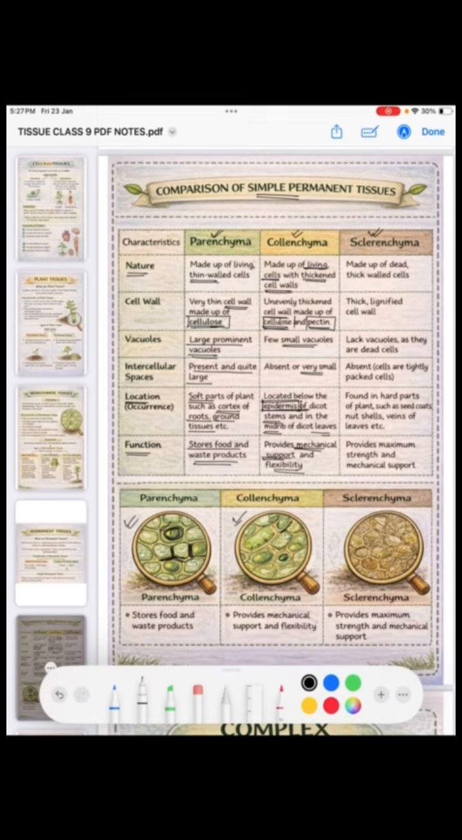Last is the sclerenchyma, which is made up of dead thick walled cells. That is why you can see the color is also different. Why? Because they have a lignified cell wall, they do not have cellulose, so they have a thick lignified cell wall. That is why they are dead also, and they lack vacuoles as they are dead cells, and intercellular space is totally absent. They are tightly packed cells.